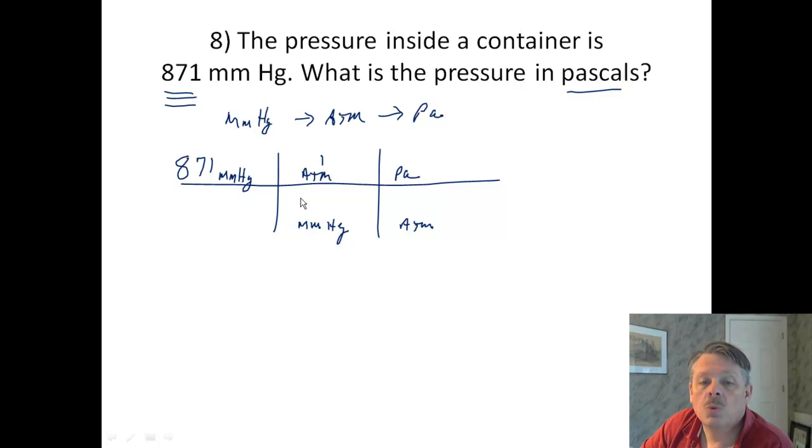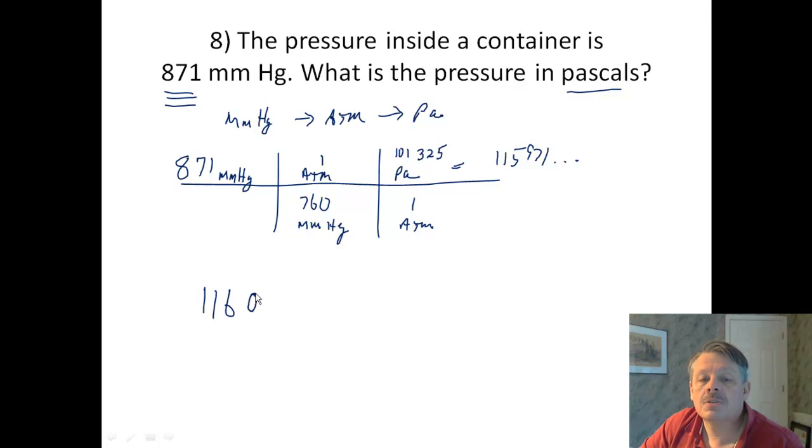And in 1 atmosphere, there are 760 millimeters of mercury. And in 1 atmosphere, there are 101,325 pascals. So I multiply this out, and I get 115971, but I can only have 3 sig figs, so my answer is going to be 116000 pascals. Pascals, because that's all I've got left. I canceled my atm, canceled my millimeters of mercury. This is simply dimensional analysis. You guys know how to do this.